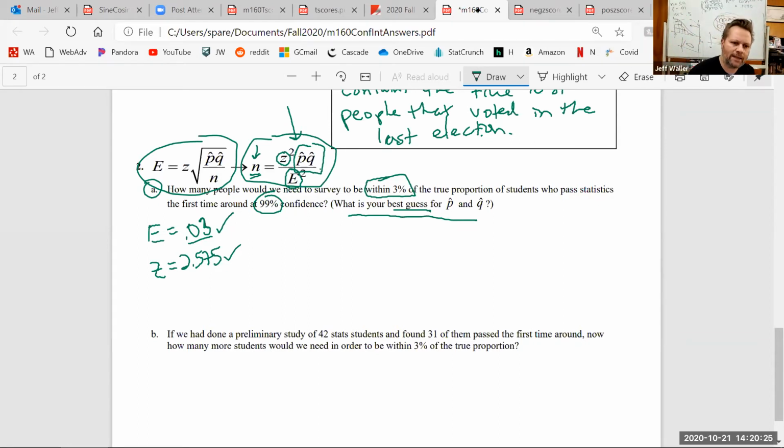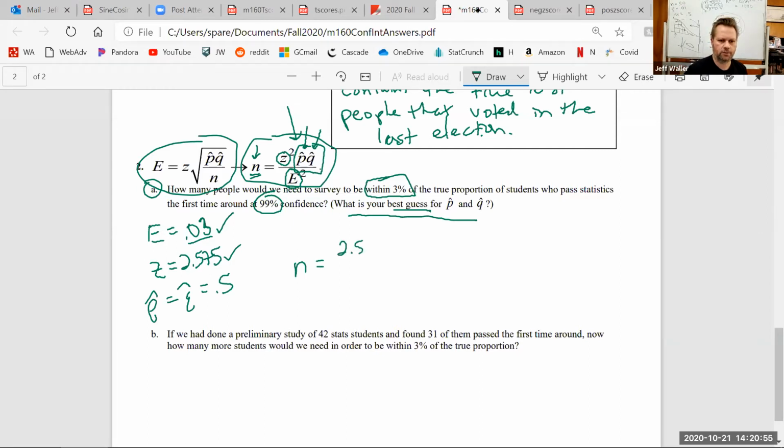So mathematically, if I assume P hat and Q hat to be 50-50, 50% each, that makes N the biggest it could be, which, of course, because I have no idea what they are, I should be penalized the most. I should have to take more people. So let's see what we get mathematically here. We're going to assume that P hat equals Q hat equals 0.5 because we don't know what they are. So let's see what we get for N.